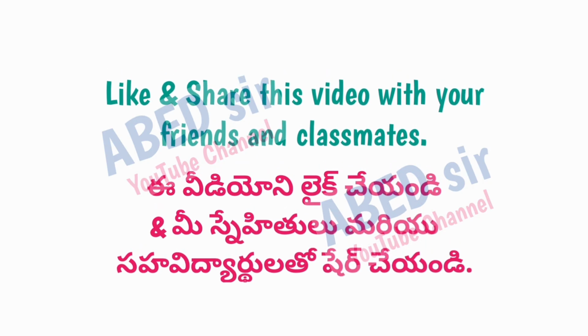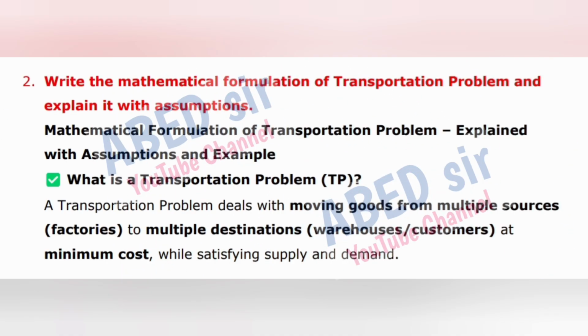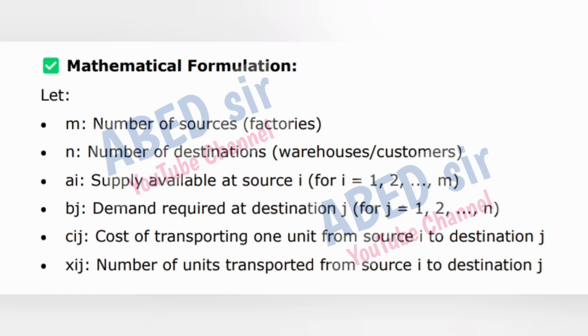Next important long question is to write the mathematical formulation of the transportation problem and explain it with assumptions. Mathematical formulation of the transportation problem explained with assumptions and example. What is a transportation problem, TP? A transportation problem deals with moving goods from multiple sources, factories, to multiple destinations, warehouses or customers, at minimum cost, while satisfying supply and demand. Mathematical formulation.